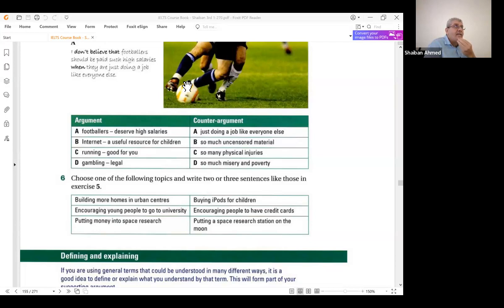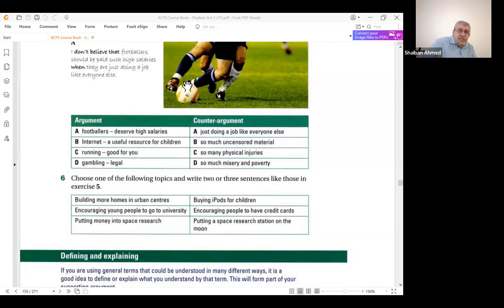I don't believe that the government should build more houses in urban centers when it causes crowding. So I don't believe governments should build more houses in urban centers when they could make the streets more crowded, or that would increase global warming. Anyway, just develop the idea.